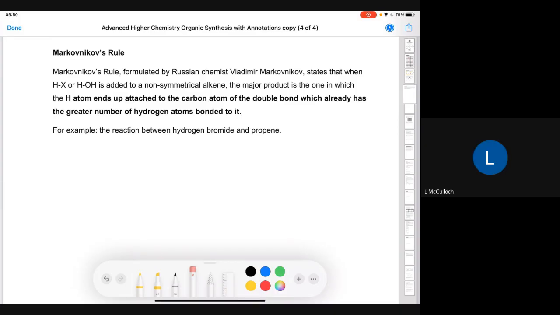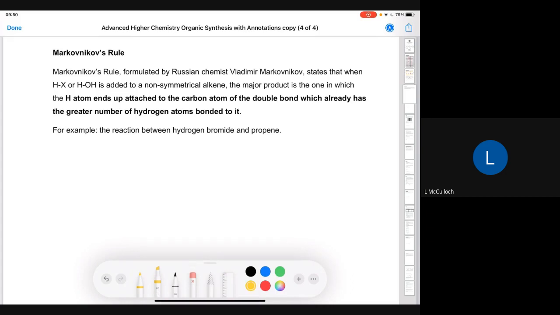Okay, so today we are going to look at a few things to do with our addition reactions. So we're going to start with Markovnikov's rule. Now, Markovnikov's rule basically allows us to work out what the major and minor product would be in an addition reaction in which we are getting two products.